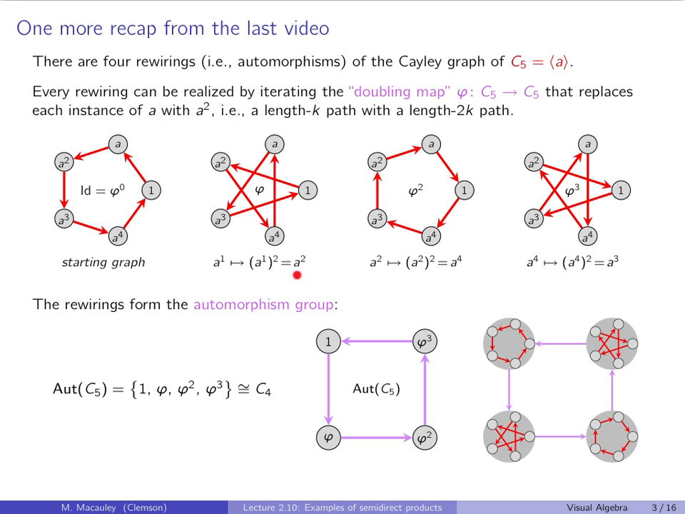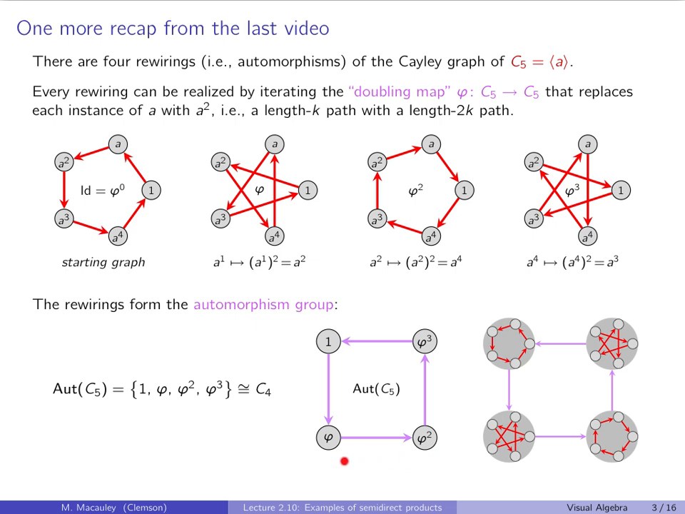So A squared is A squared. Then we square A squared, we get A to the fourth. And then we square A to the fourth, we get A to the eighth, which is A cubed. The exponents are done mod 5. These four rewirings form the automorphism group, and here's a Cayley graph here. So these three are all generated by iterating this process.